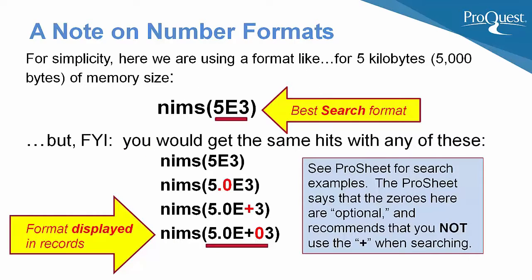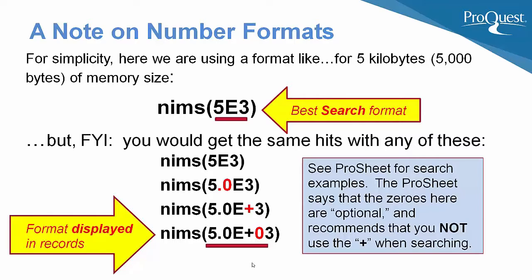To discuss a little bit further what this format looks like, I would suggest that you stick with this simple format that we're looking at here, NIMS 5E3. But you will notice when you actually bring up the records that in the numeric indexing field of these records, the numbers are spelled out in a slightly longer, more complicated looking format. They'll look like this, 5.0E plus 03. But as the pro sheet points out, the zeros are optional, and we recommend that you do not use the plus signs as part of your search.